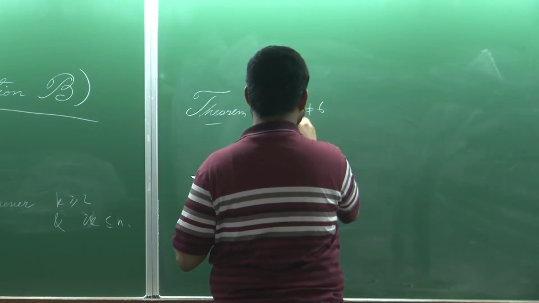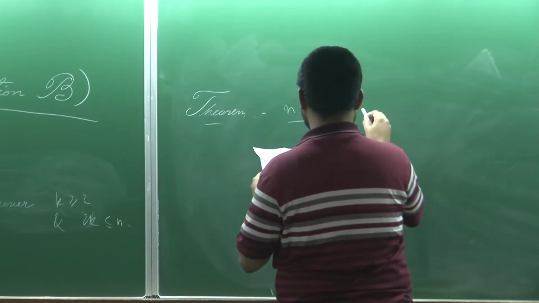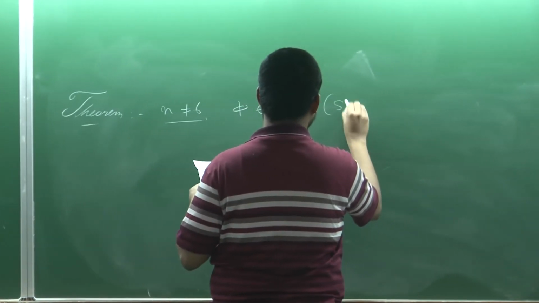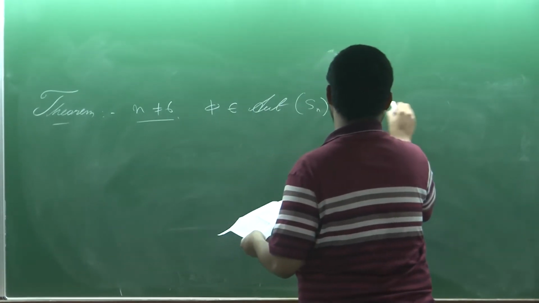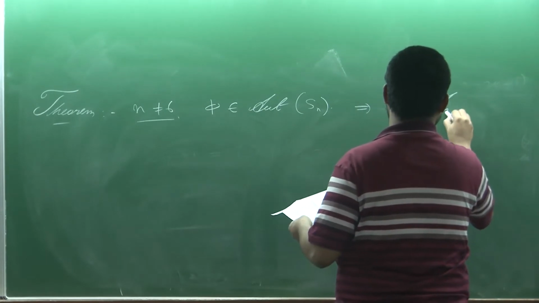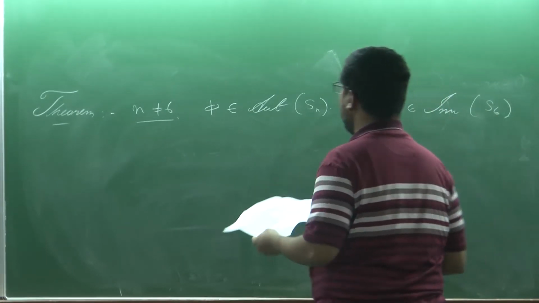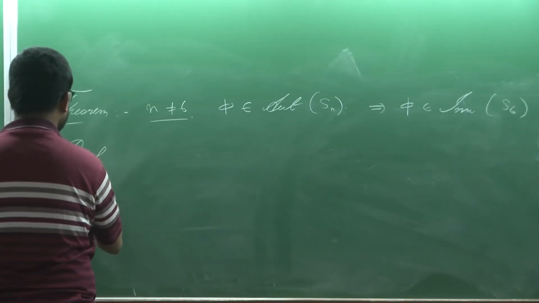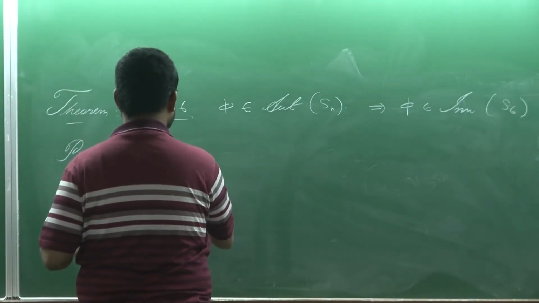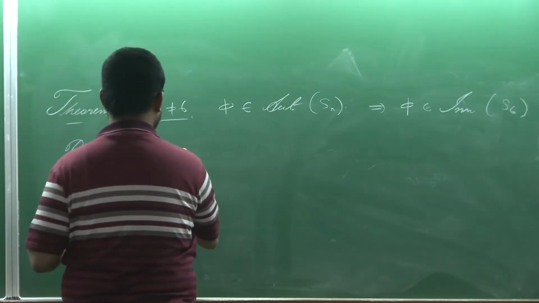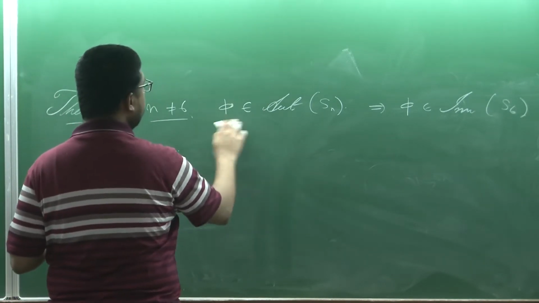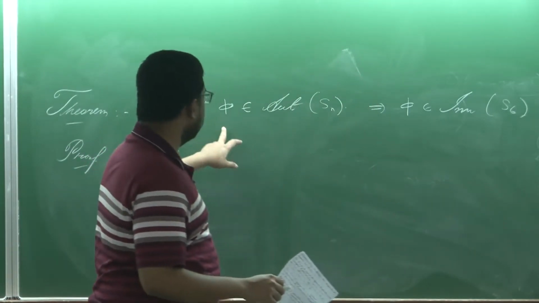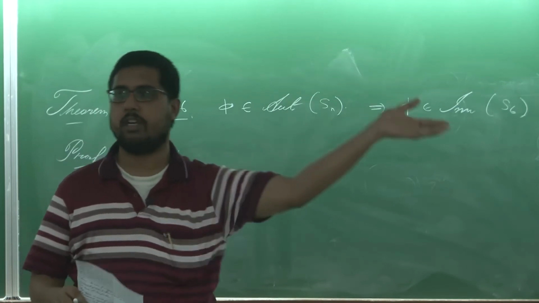If n is not equal to 6, and phi is an automorphism of Sn, then phi must be inner. So how to prove that? The proof is actually quite immediate here. We claim that phi sends transpositions to transpositions.